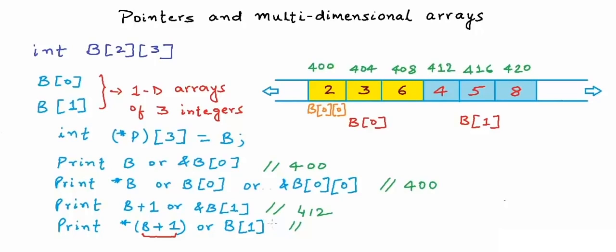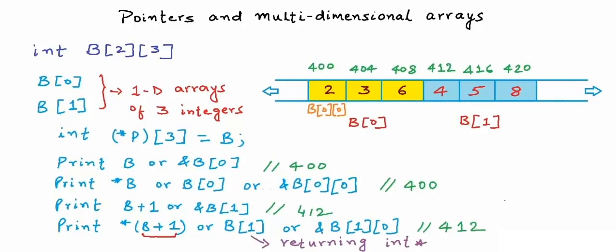Now printing B1 means using the name of this one-dimensional array B1, which should return us the pointer to the first integer in B1. So *(B plus 1) is basically a pointer to this integer at address 412. Once again, this output will be 412. All these expressions, *(B plus 1), or B1, or &B10, are returning us a pointer to an integer.